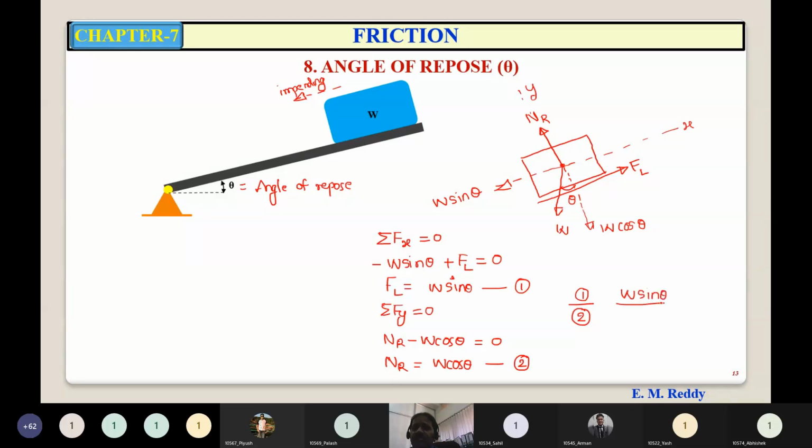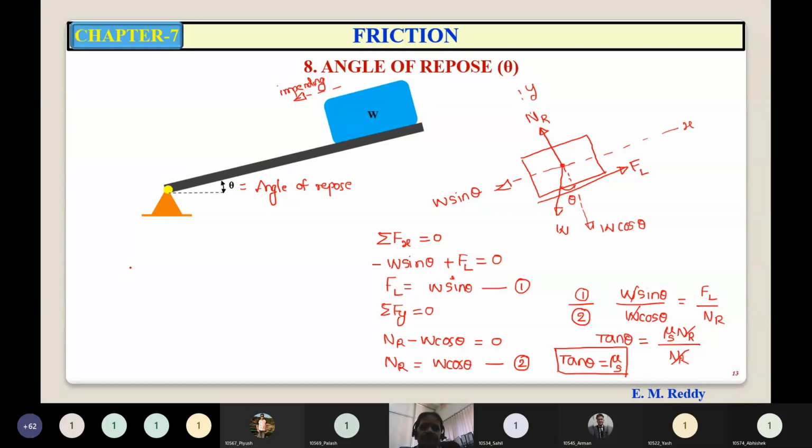W sin theta upon W cos theta is equal to FL upon normal reaction. So sin theta upon cos theta, tan theta. FL is nothing but coefficient of static friction into normal reaction upon normal reaction. So you have tan theta is equal to mu s. That means tan of angle of repose is equal to coefficient of static friction.